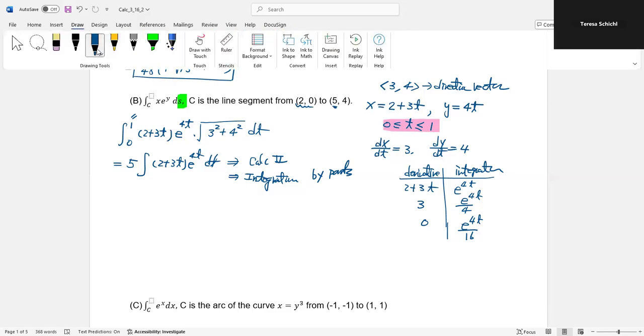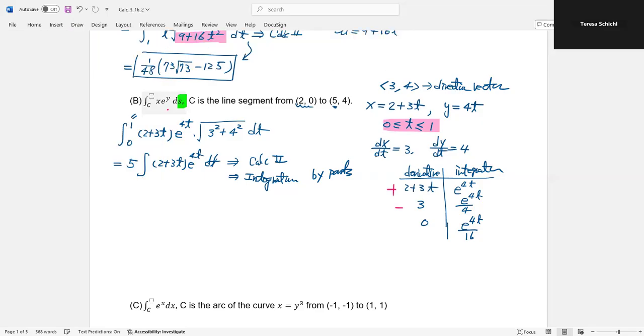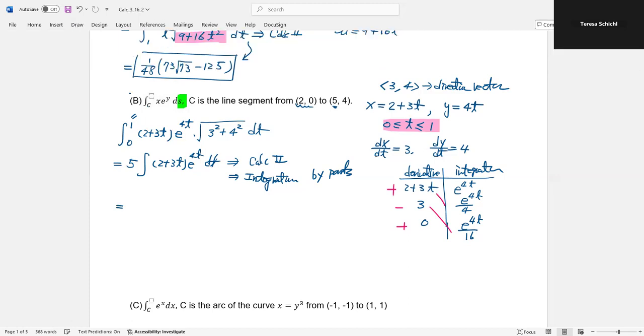What is the next thing here? We want to add the positive and negative signs, so we say positive, negative, positive. Then we do this, correct? All right, so now our final integration will come out of the 5.